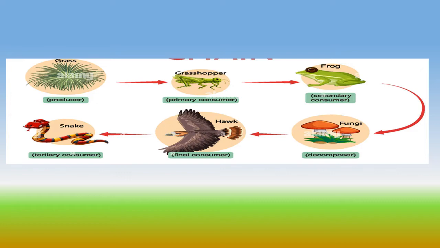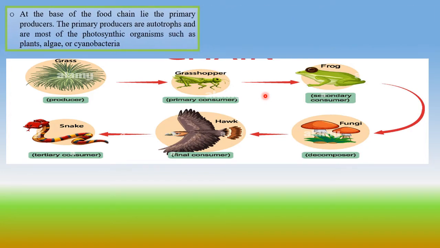Let us look at the parts of a typical food chain, starting from the producers and moving upwards. Here are the pictorial examples. At the base of the food chain lie the primary producers. The primary producers are autotrophs and are most of the photosynthetic organisms such as plants, algae or cyanobacteria.